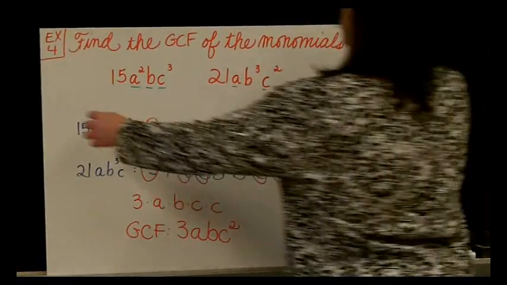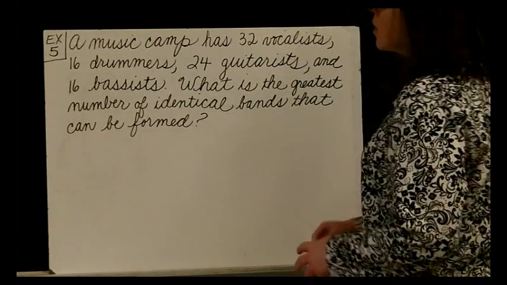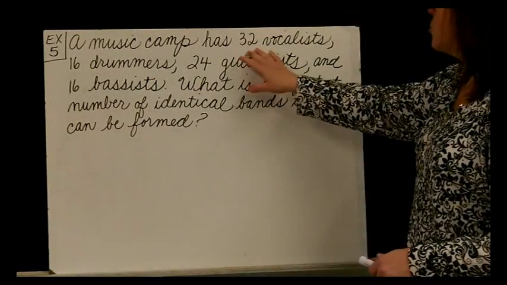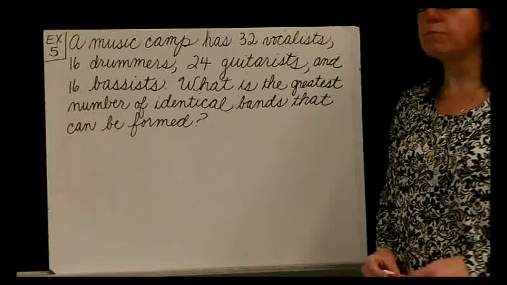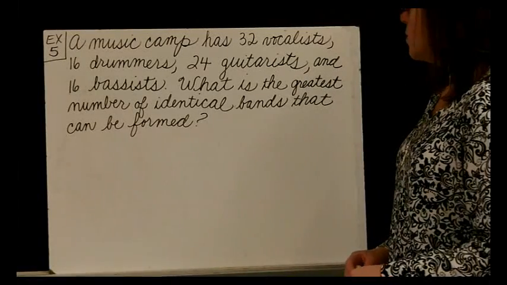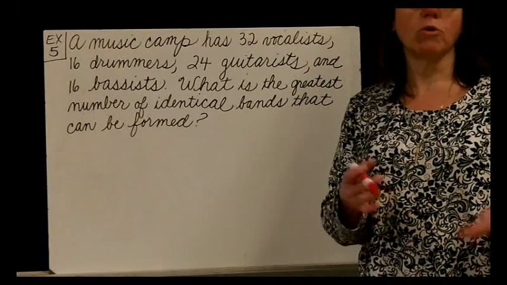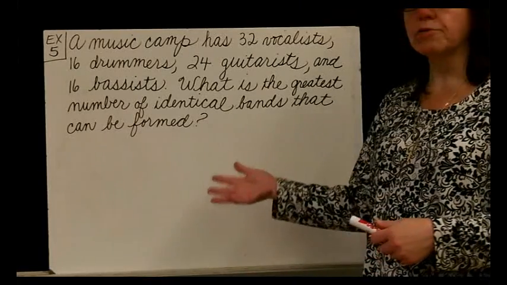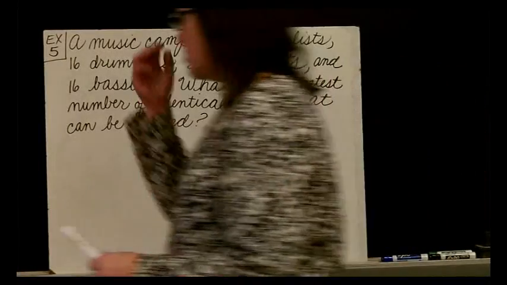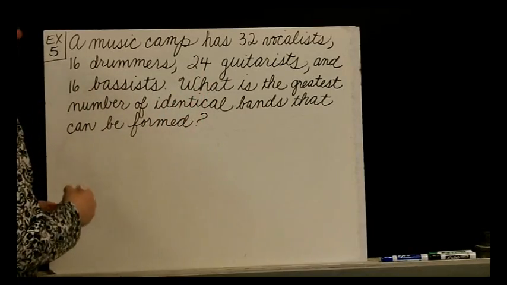And we have one last example, a word problem. I'll read it to you. A music camp has 32 vocalists, 16 drummers, 24 guitarists, and 16 bassists. What is the greatest number of identical bands that can be formed? Basically what we're doing is taking what we learned about finding the greatest common factor and applying it to a real-life situation. So what we're going to do is find the greatest common factor of 32, 16, 24, well, and 16 again.